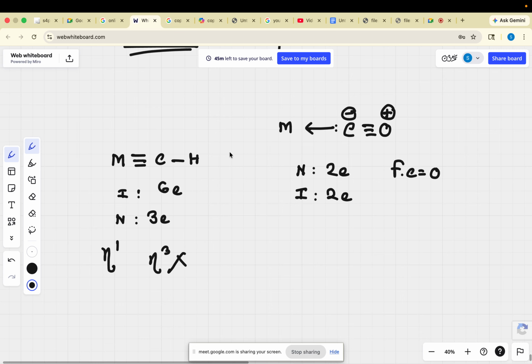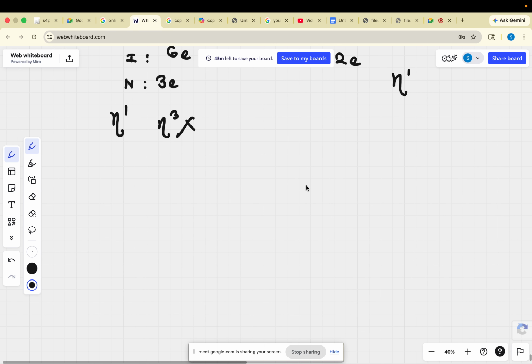Okay, clear? This thing clear? Here also it is eta 1. Okay, here also it is eta 1. So basically these pi bonds are two electron donors and these are neutral ligands.